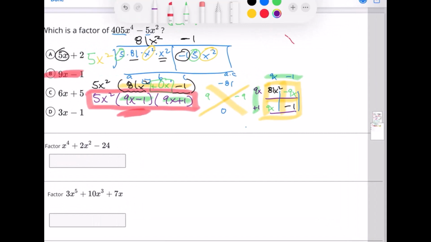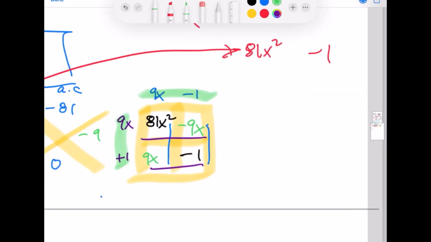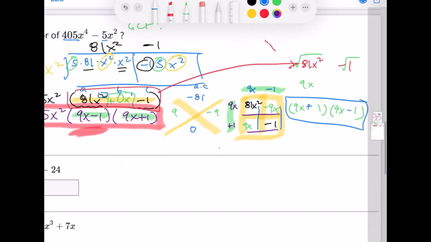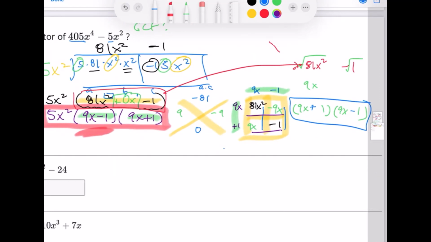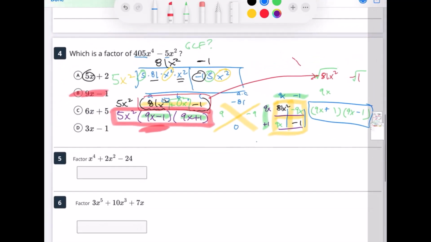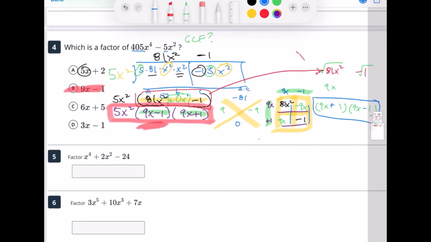How do you do this problem with this portion right there with the shortcut? It's called the difference of squares, because you can take the square root of each side. The square root of 81 is 9, and the square root of x squared is x. So how that works is you'll put 9x, 9x, and the square root of 1 is 1, and then you'll just make one plus, one minus. And so this is the same thing as what we did in the x and the box. So different method. It's hard to figure that one out when you see the subtraction sign and they're both squares.